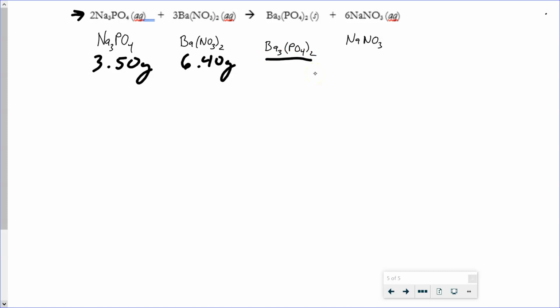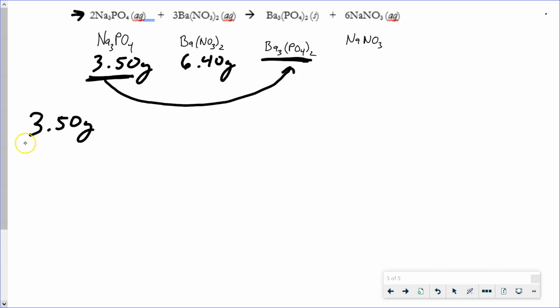So back to our last problem, what we want to do is take our amount of one reactant and go all the way to the product, and take the amount of the second reactant and go to product. But we're going to do this in 2 steps. So we'll start with the first one here. For the first problem we're going to set up, I'd like you to pause the video if you haven't done this already. Take the 3.5 grams of sodium phosphate and determine how many grams of barium phosphate will be produced in that reaction.